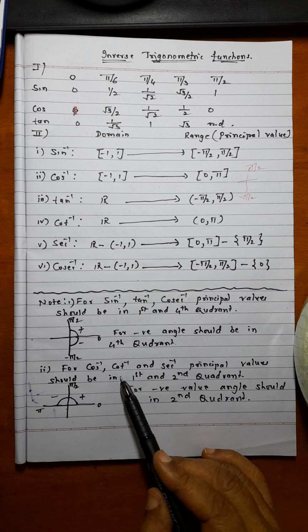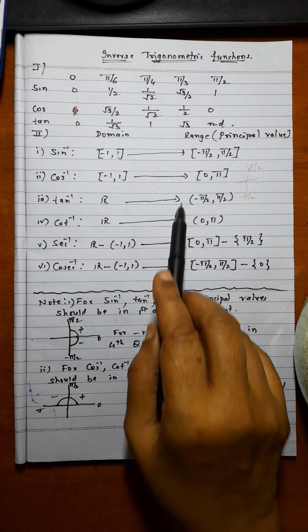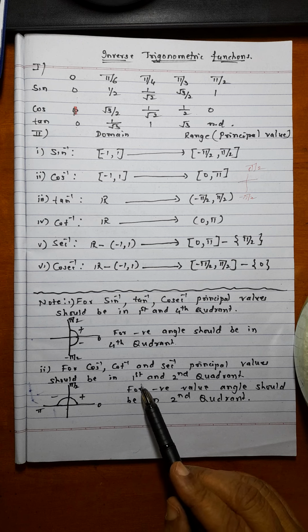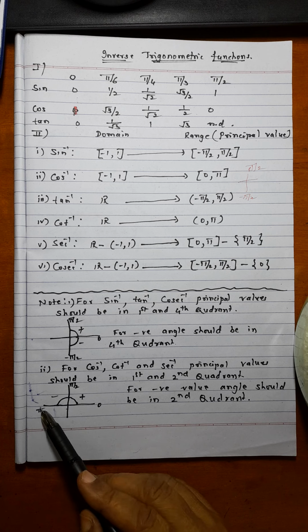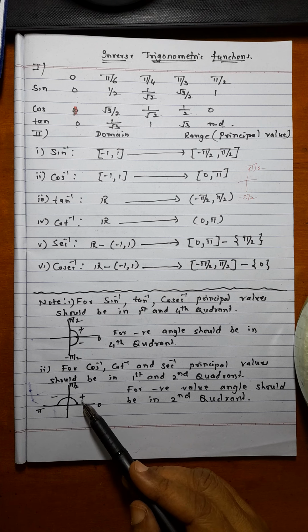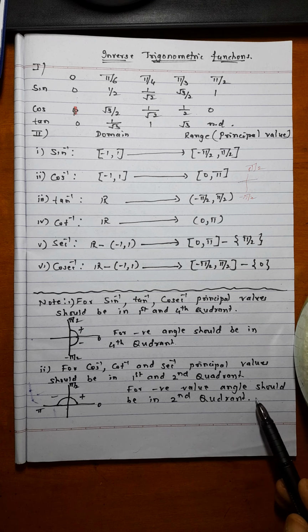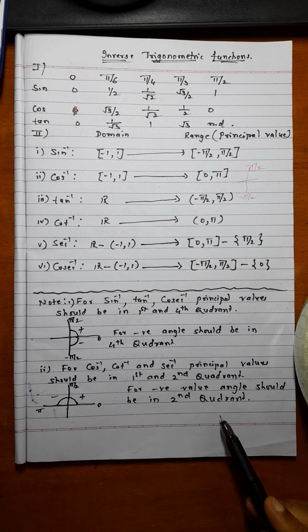Similarly, cos inverse, cot inverse and sec inverse are between 0 to pi here, see. So that will be in the first and second quadrant. 0 to pi will be first and second quadrant. First quadrant is always positive and here it is negative. So for negative values, the angle should be in the second quadrant.